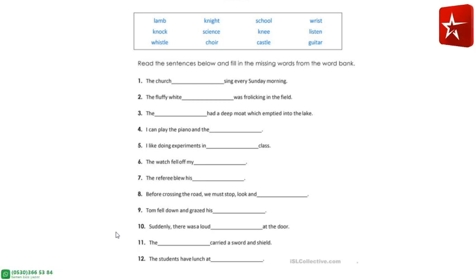That's the correct answer. And the last one, the students have lunch at where? The last one, the students have lunch at blank. Okay. Let me check your comments. Are they correct or not? Esin says school. Yes, Esin.